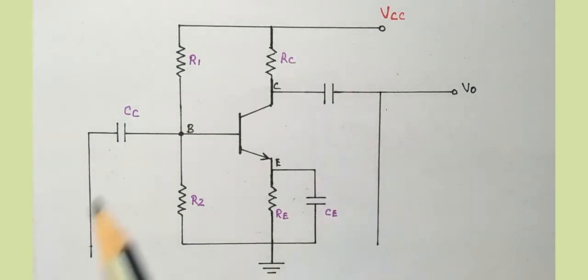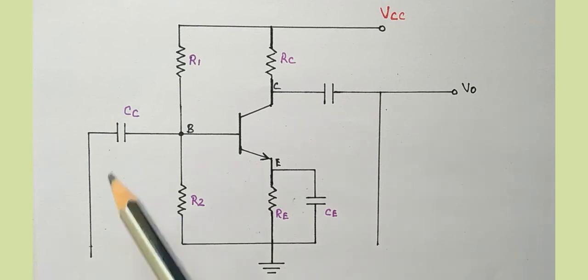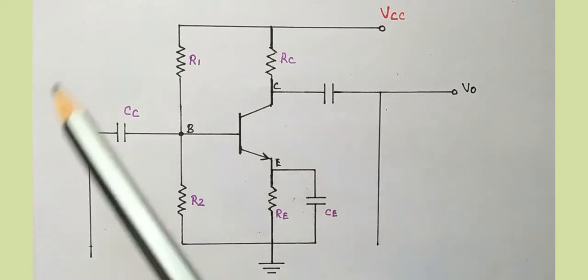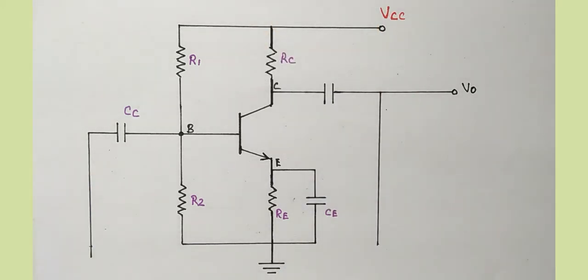So RC is the load resistance. So this is the output terminal. The output terminal and the input terminal, both are kept open to connect the feedback network. As we know, any oscillator circuit contains two elements: one is the amplifier circuit, and second is the feedback network. So this entire circuit is nothing but the basic amplifier circuit.